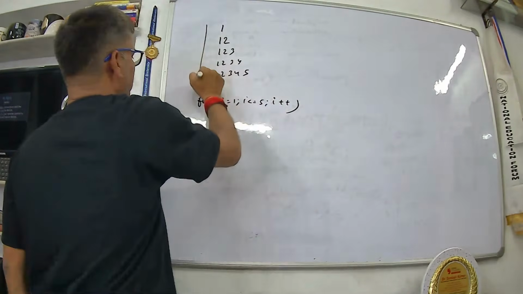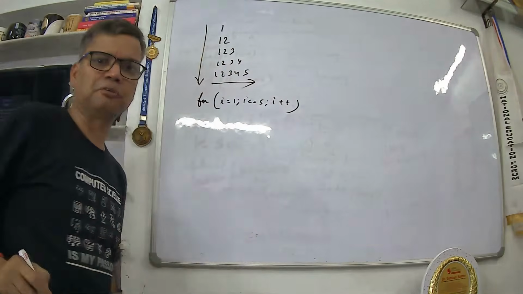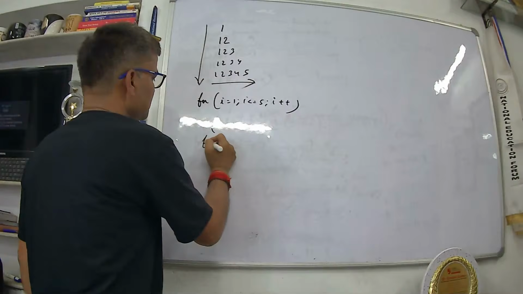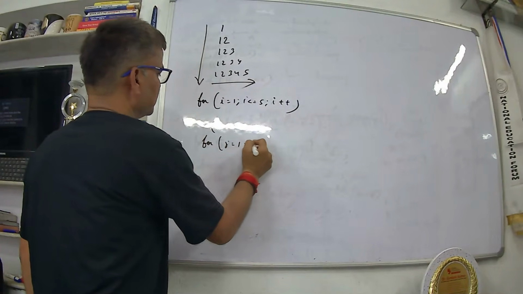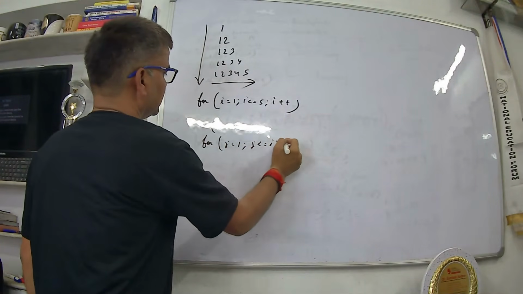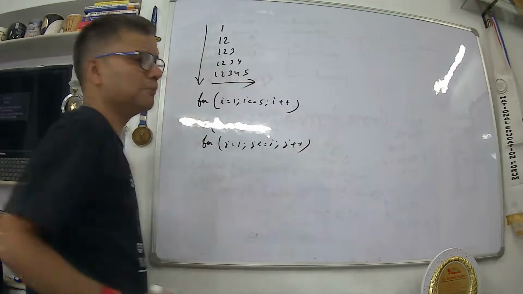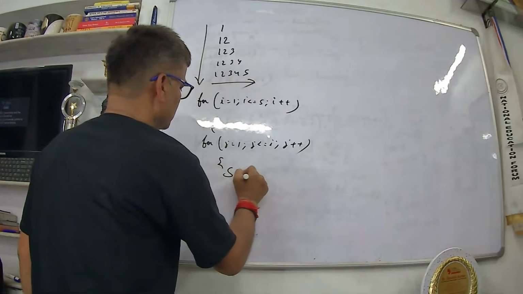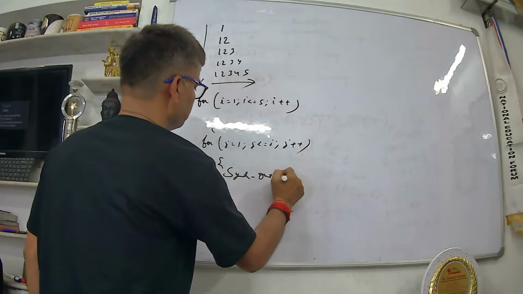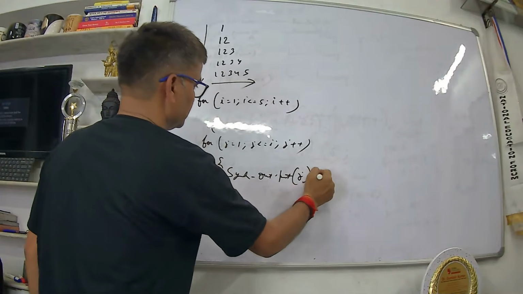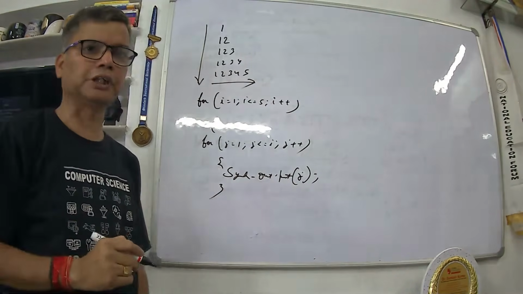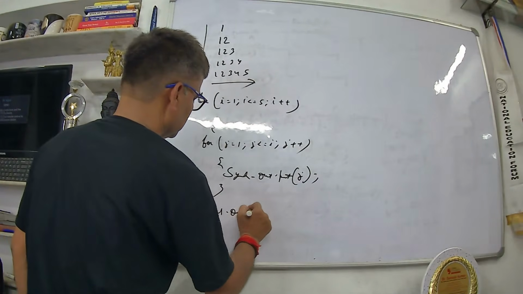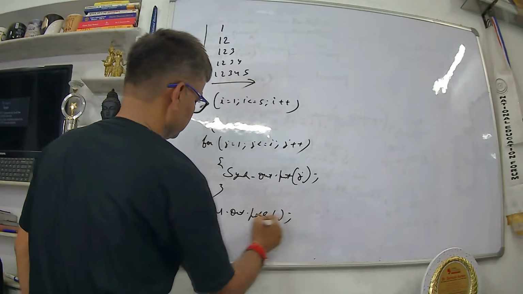The loop of i begins from 1 and goes till 5. Then I say for j equal to 1, j less than equal to i, j plus plus. j begins from 1 and goes till i. Now, System.out.print(j), and then we are doing System.out.println.